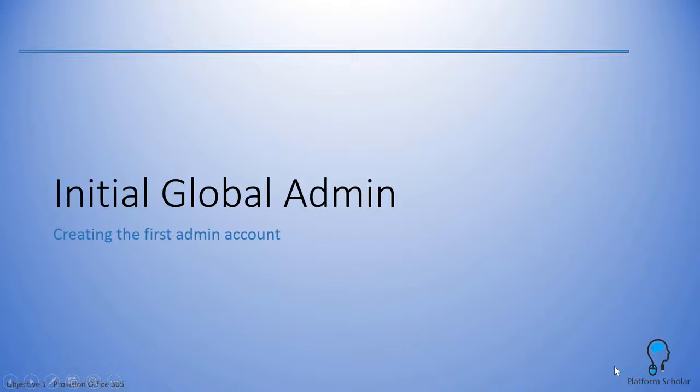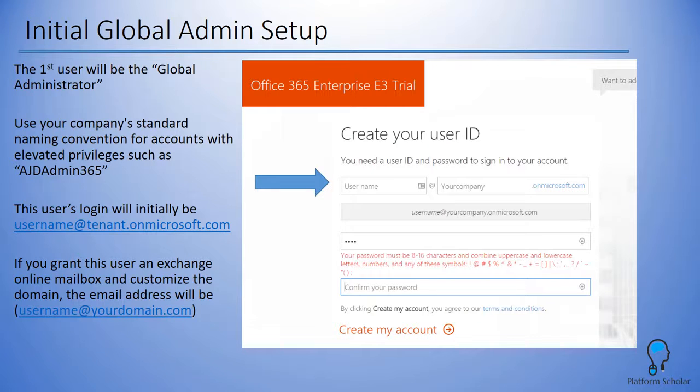In this lesson, we'll be discussing creating the initial global admin in Office 365. During the tenant provisioning process, we'll have to give a username for the first user in the environment, and this will become the initial global admin. Now, I've seen guidance that says that this user should be a real person, as well as guidance that says it should be some sort of generic administrator account.